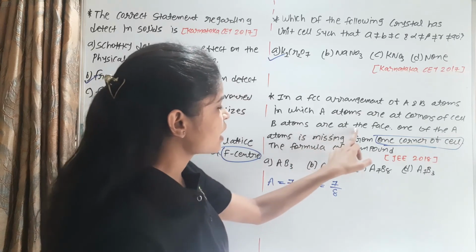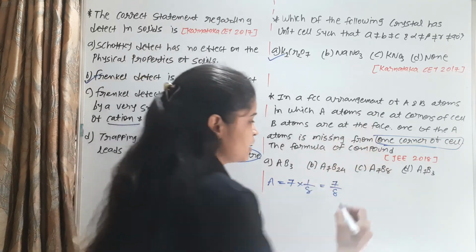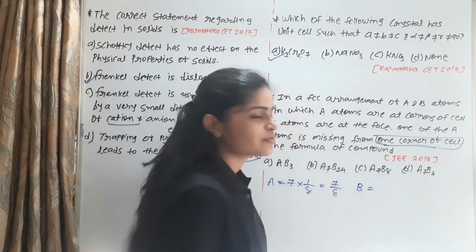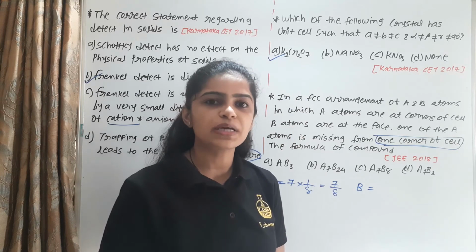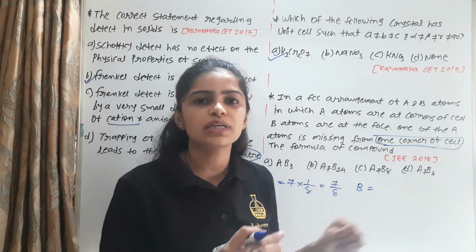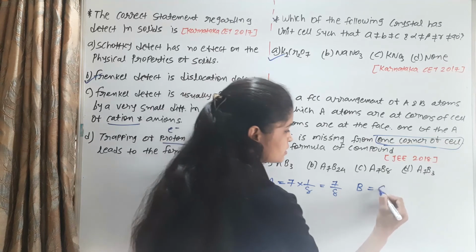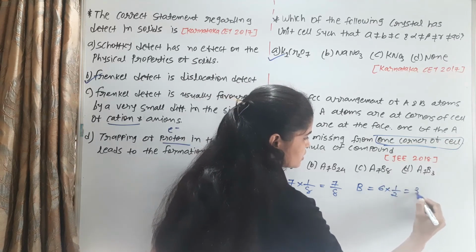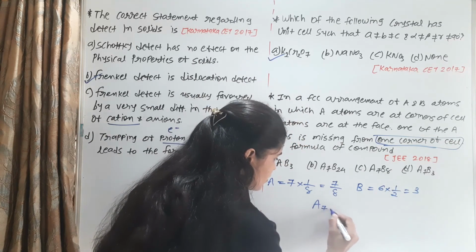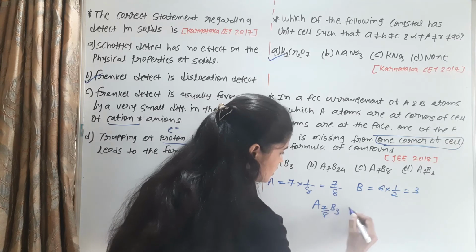Then B atoms are at the face. In the unit cell, 6 faces are present and each contributes 1/2. So 6 into 1/2 gives 3. So A is 7/8 and B is 3.